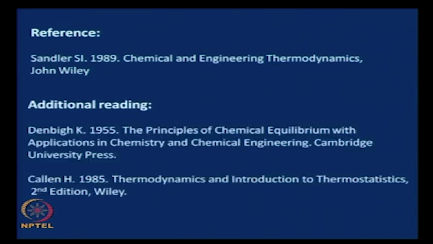Additional reading, these are very nice books which would be helpful after you understand a little bit. This would be for approaches, completeness and so on and so forth. A very nice approach and a very nice development of the subject is given in Denbigh, which was published way back in 1955. It is called The Principles of Chemical Equilibrium with Applications in Chemistry and Chemical Engineering, published by the Cambridge University Press. And also a very good book is Callen. The title is Thermodynamics and an Introduction to Thermostatistics, the 2nd edition by Wiley.